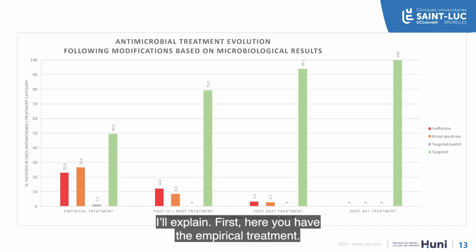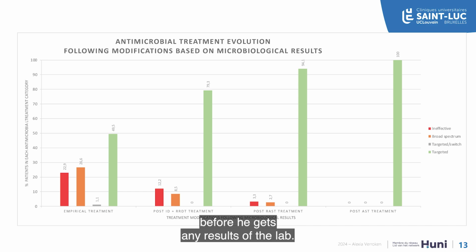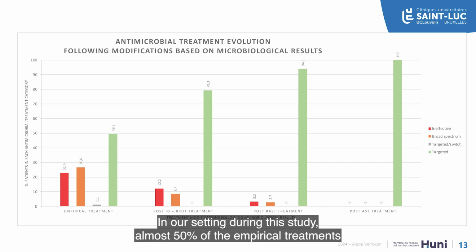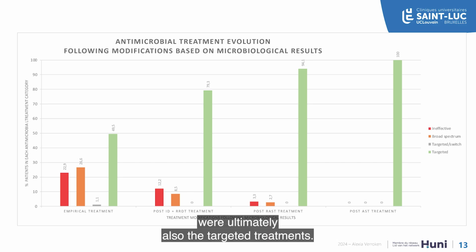I explain myself. First here you have the empirical treatment. This is the treatment that the clinician chooses to give to the patient before he gets any results of the lab. It's really, I think my patient has a bloodstream infection, I need to give him something, and so this is the empirical treatment. In our setting during this study, almost 50% of the empirical treatments were ultimately also the targeted treatment. So right away, we already had 50% of the patients receiving the appropriate treatment.